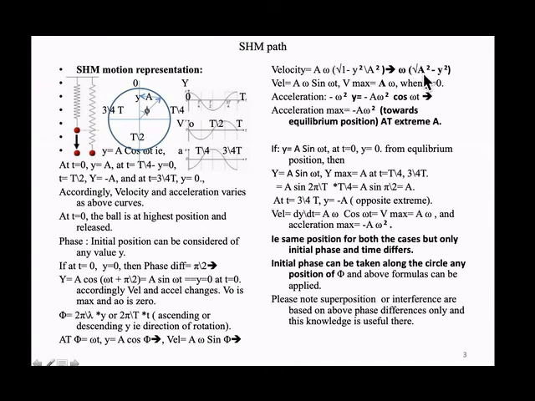If you put y as 0, that means it is the center position. So velocity is a omega. See, velocity is a omega sin omega t. At the center position, sin omega t becomes 1, at 90 degrees. So the maximum velocity is a omega. Similarly for acceleration, it is a omega square cos omega t. Okay, understood this? Now we'll go to the next.